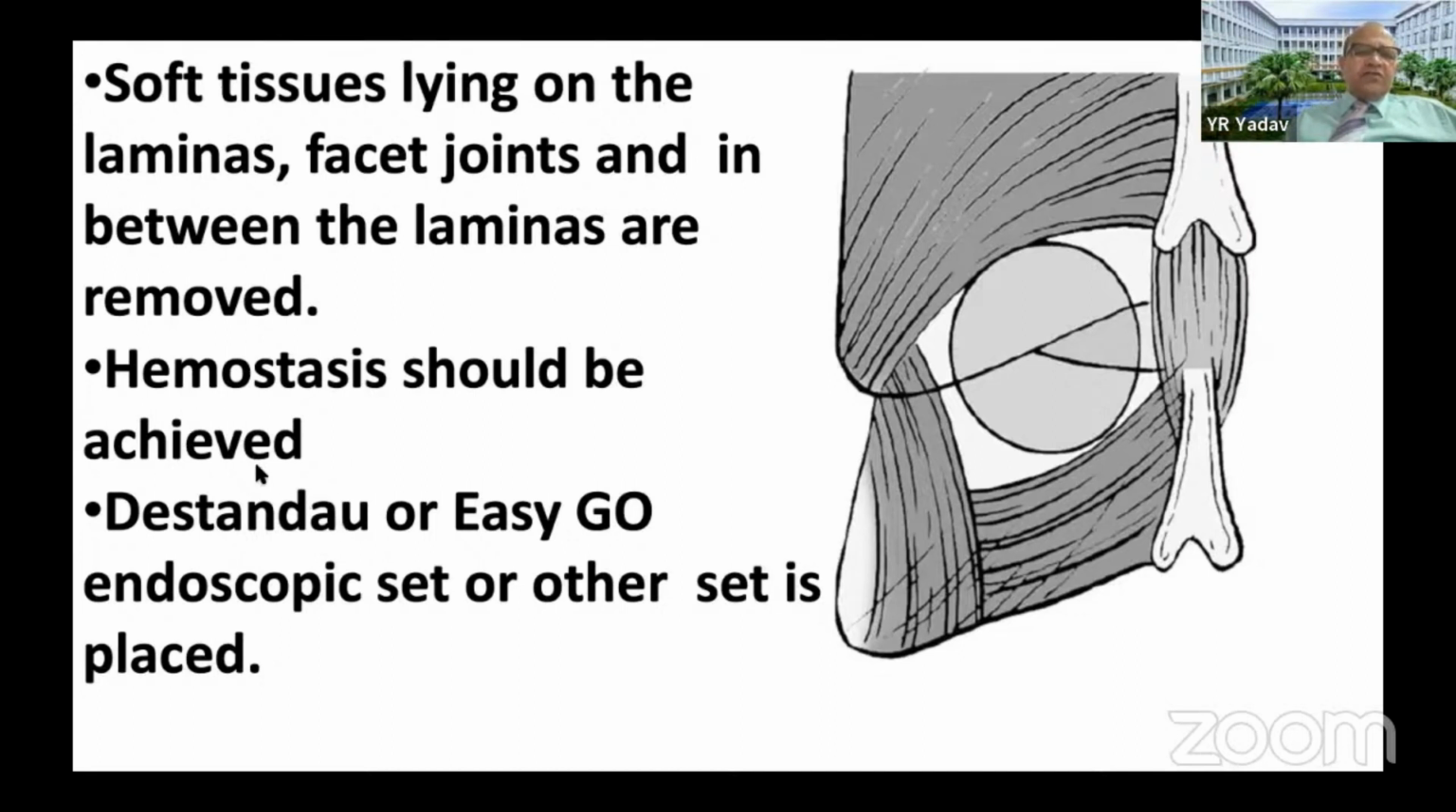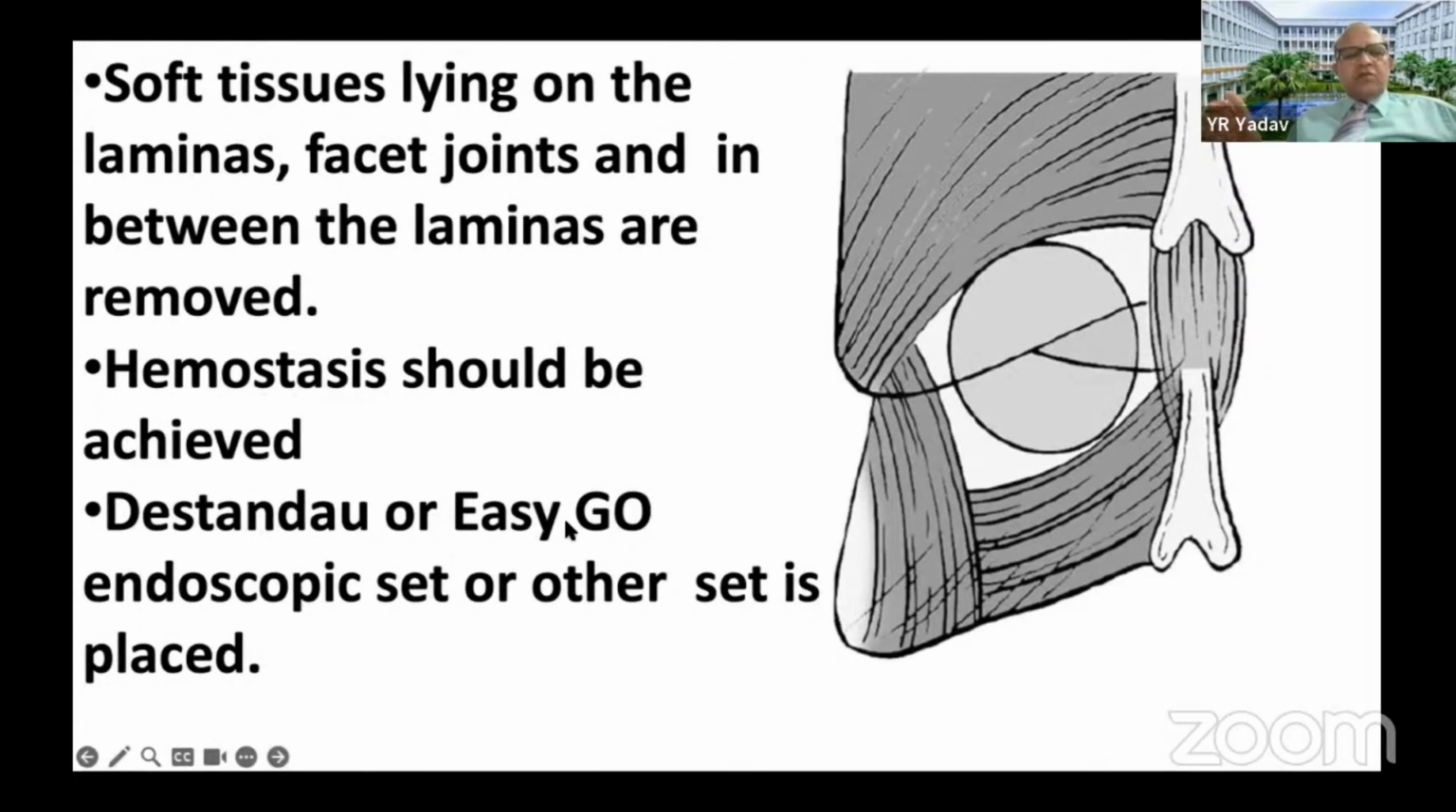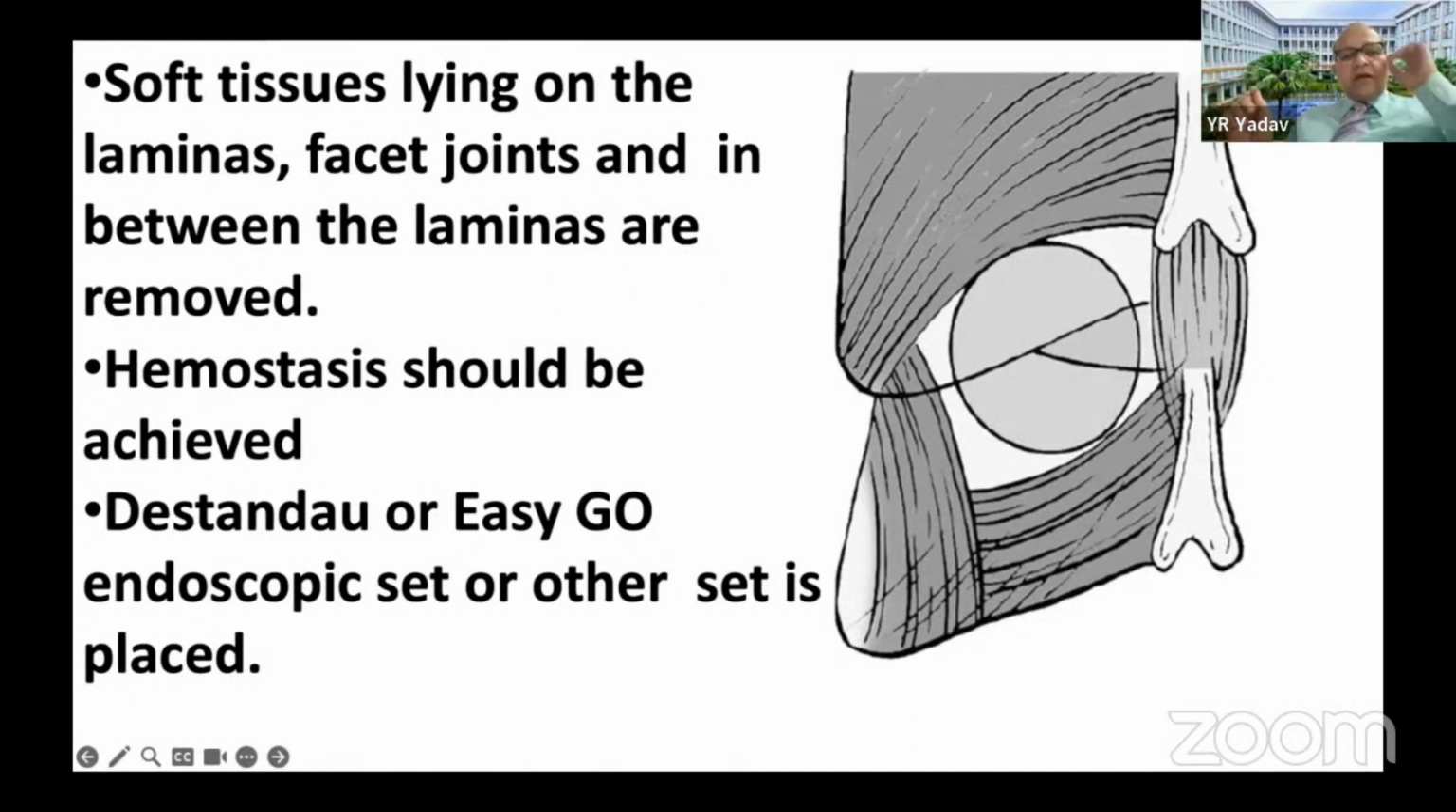You can use Destandau set, which I was using before, but the problem with Destandau is that one of your hands is occupied in holding the set. So now I prefer any tubular retractor which allows me to station the retractor and then work with both hands. I now use the EasyGo system, but there are other systems also, very good. Any tubular retractor which holds a telescope at the periphery is good enough, so that should be used.